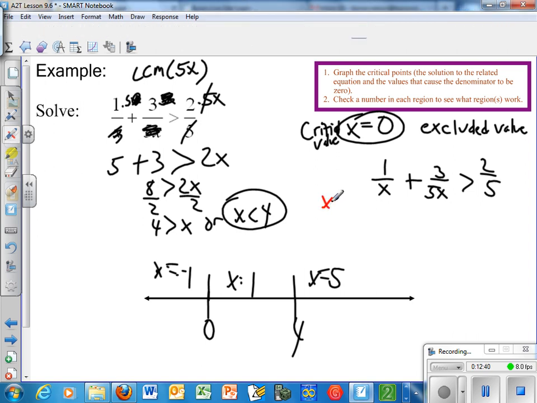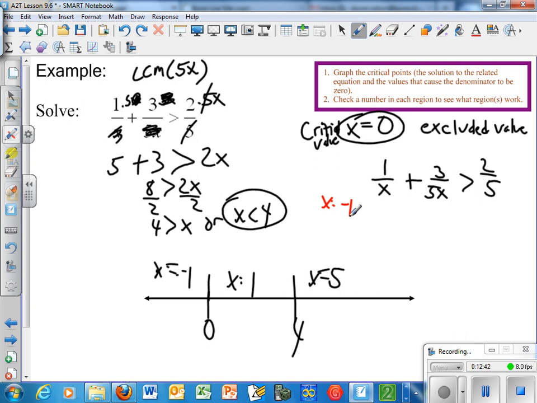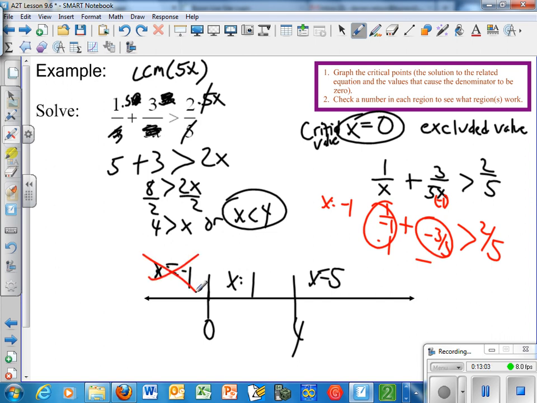So let's plug in our first one. Let's try negative 1. If I put negative 1 in there, I'd have 1 over negative 1, which is negative 1. Plus 3 over negative 5, or negative 3/5. Is that greater than 2/5? Well, I'm adding two negatives, which is going to be negative something. That can't be bigger than a positive fraction. So I know it doesn't work over there.